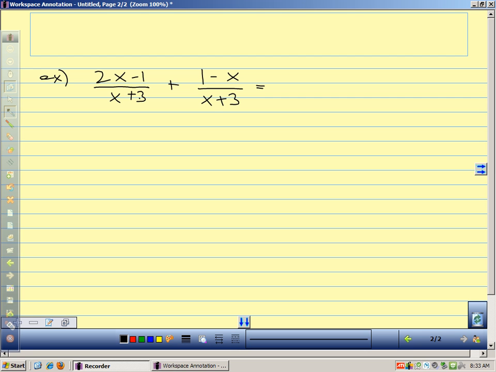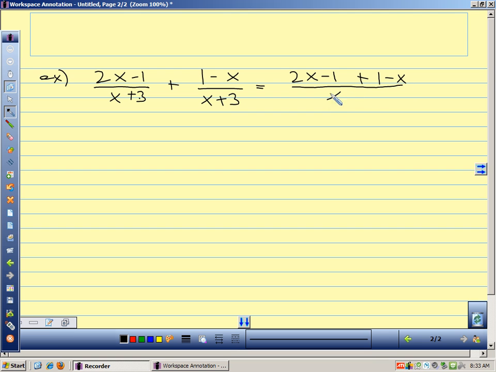Yeah. So since we have a common denominator, I can just rewrite this as 2x minus 1 plus 1 minus x, all over our common denominator, which is x plus 3. And that equals 2x minus x is just x. Negative 1 plus 1 is 0 over x plus 3.